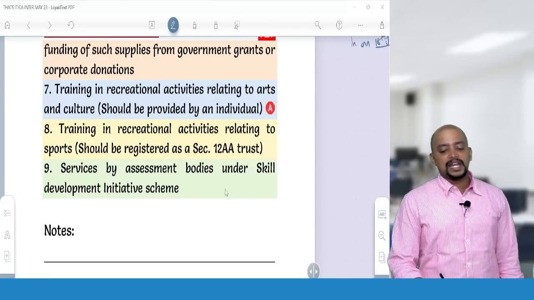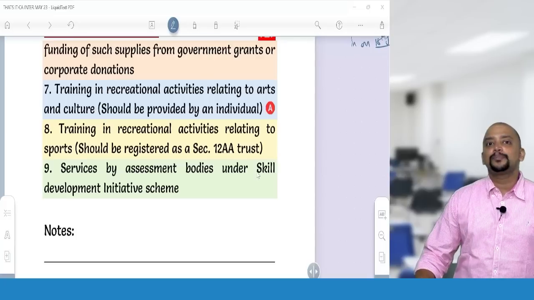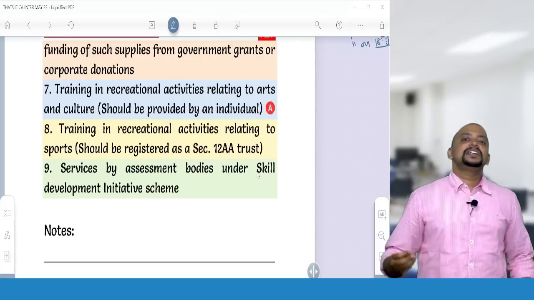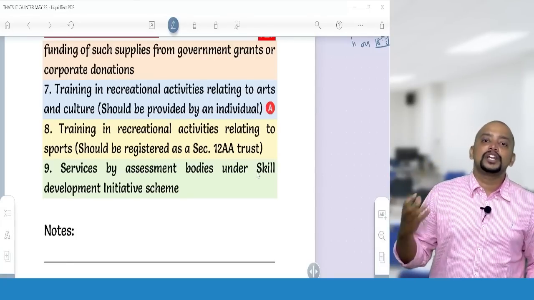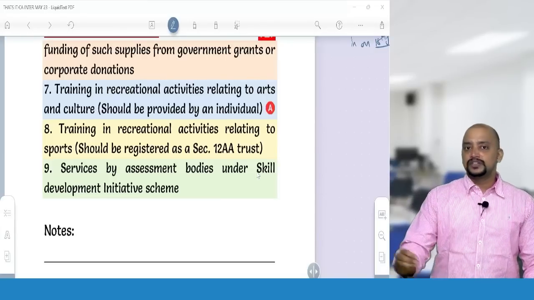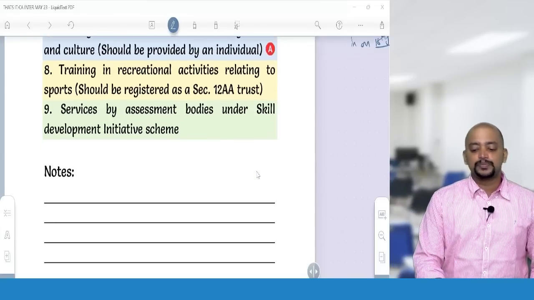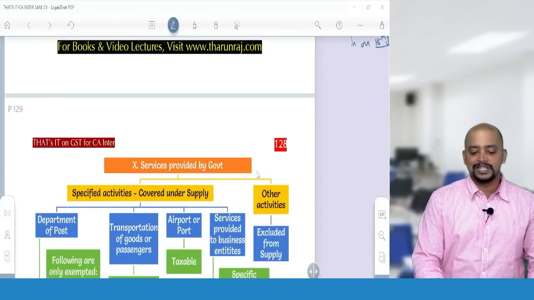Then services by assessment bodies under the skill development initiative scheme. We have a skill development initiative scheme wherein some assessment bodies are formed. They will review the curriculum, for which they will receive some money from government. That money received by these assessment bodies under the skill development initiative is exempted.